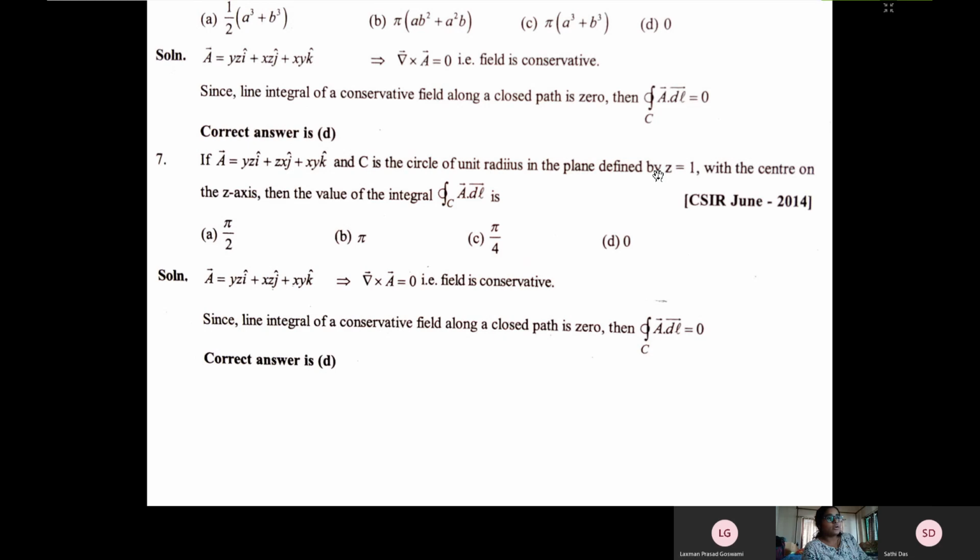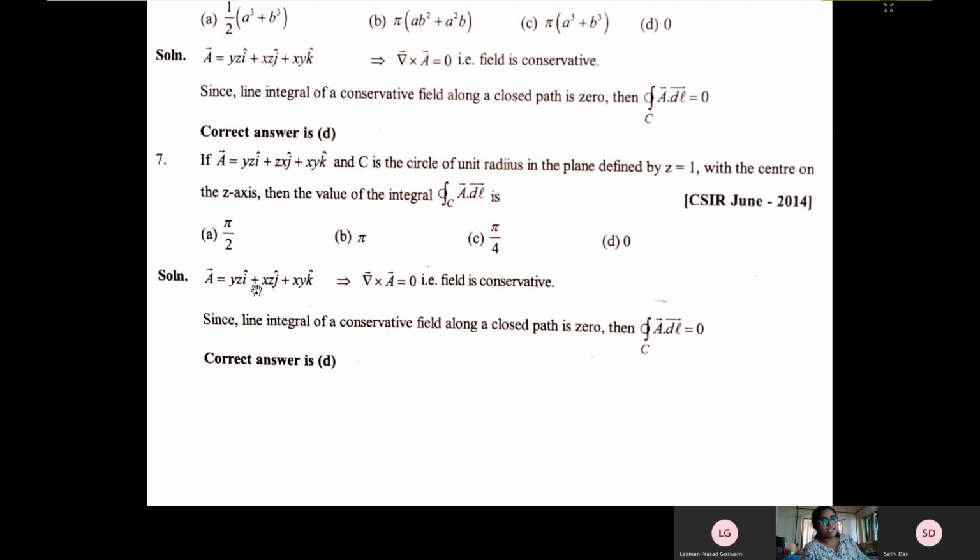Next question, it is a CSIR June 2014 question. If A vector is yz i cap plus zx j cap plus xy k cap, and C is a circle of unit radius in the plane defined by z equals 1 with the center on the z axis, the value of closed integral over C of A dot dl is how much? Similarly, just do it with Stokes' theorem, because they are asking you the closed integral over C of A dot dl.